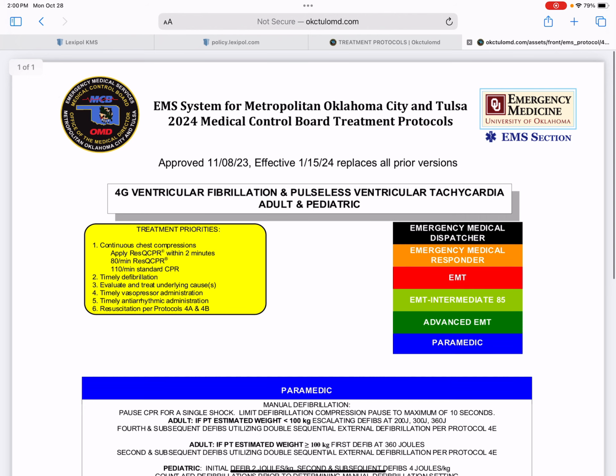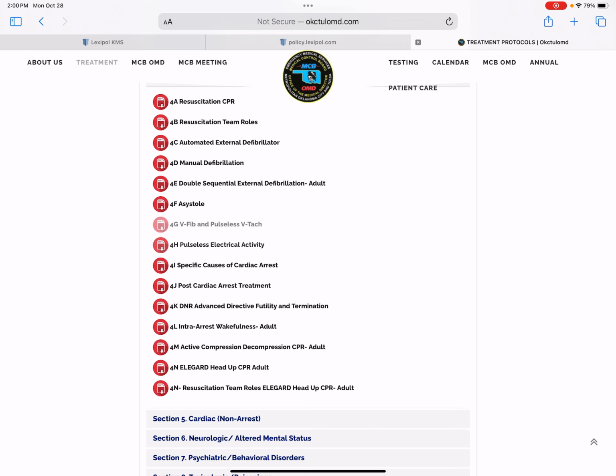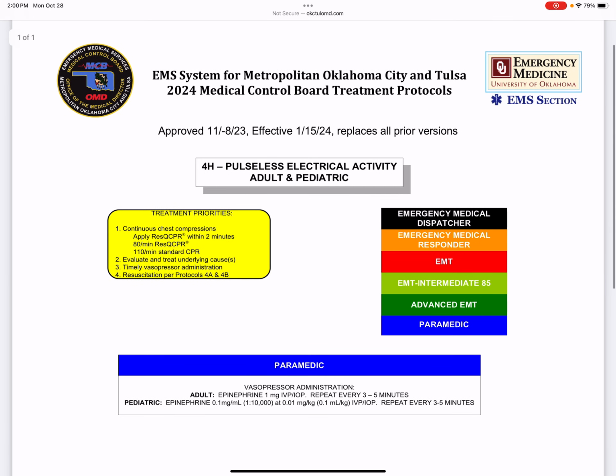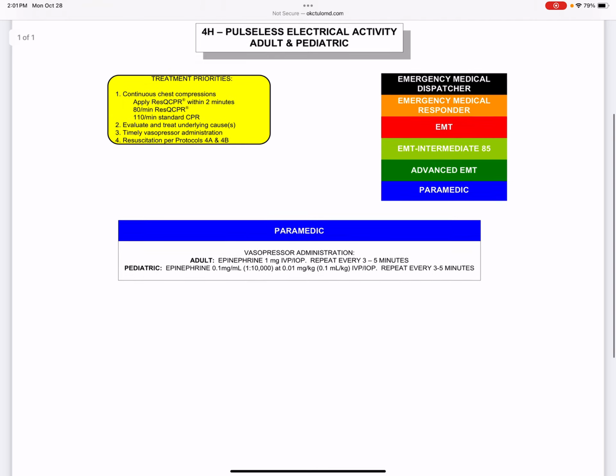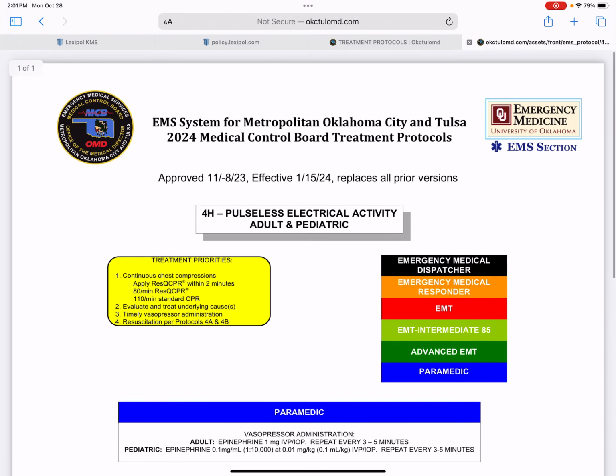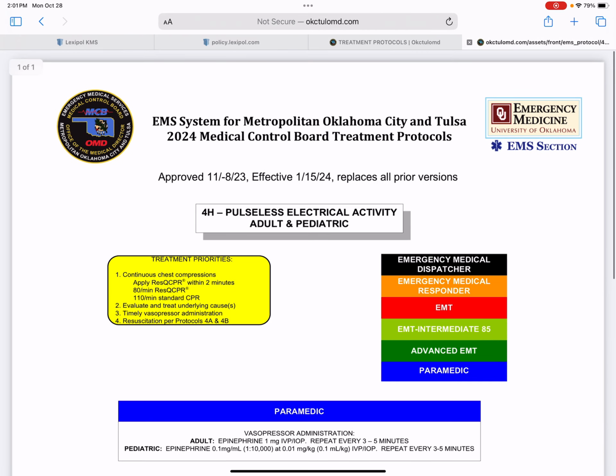So the next one's really short, so we're going to go ahead and just add that one to this. And it is PEA, pulseless electrical activity. The protocol for PEA is the exact same as asystole. There is no difference. The treatment priorities are the same, and your vasopressor administration is the same. And that is the only thing on this whole protocol. So that will be it for those three. Again, any questions, feel free to ask.